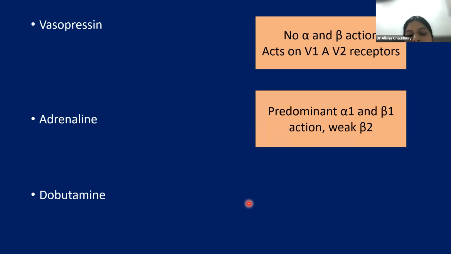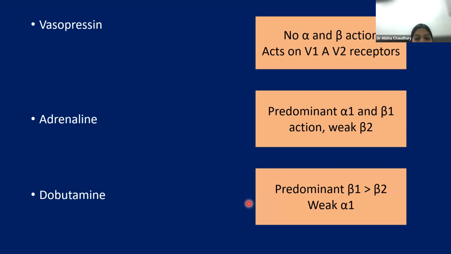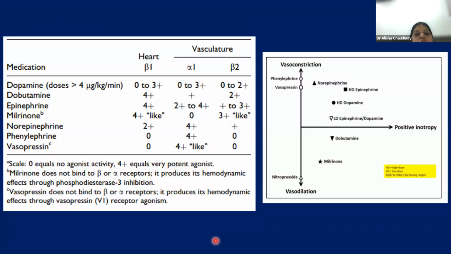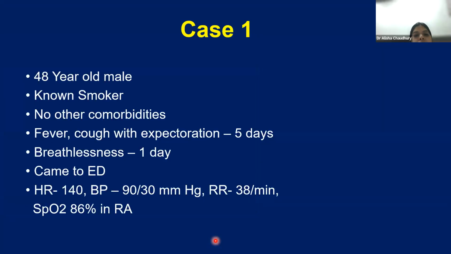Now dobutamine. Dobutamine also goes by the name of the drug itself, D1 and D2 receptors, with more of an inotropic action and very weak alpha 1. Okay, so we move on. This is a rough chart to show the different drugs acting on the different receptors. So we move on to our next question.